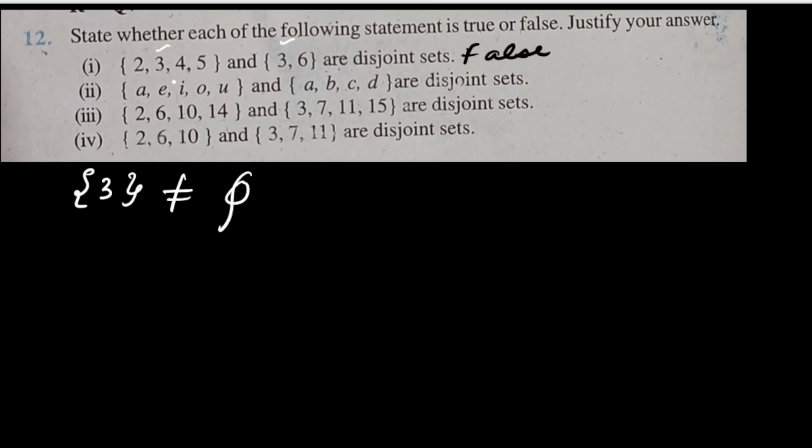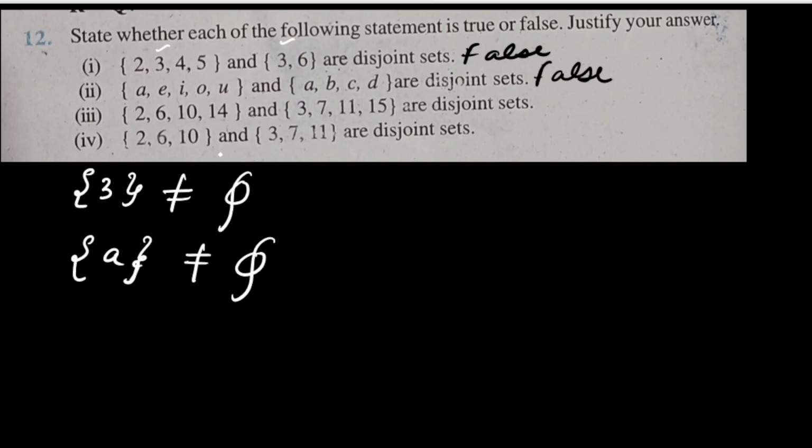Now the next one, are these disjoint sets? Let's again find their intersection. A is there in both, E is not there in both, I is not there, O is not there. So again, I found their intersection, and it is not equal to the empty set. That means again, this is not an example of disjoint sets. This is also false. For disjoint, the answer should be equal to the empty set if you are finding the intersection.